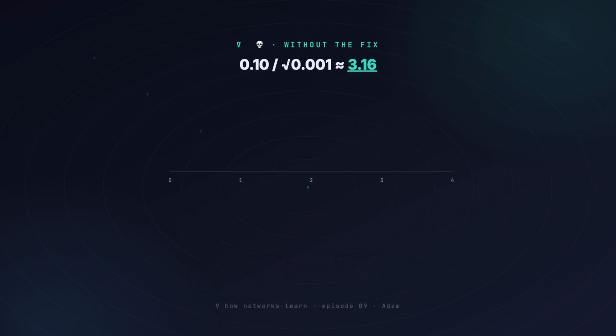Watch what happens if we don't fix it. The naive update is M over root V, 0.10 divided by the square root of 0.001. Root of a thousandth is about 0.0316, so 0.10 over 0.0316 is 3.16. With learning rate 3 ten-thousandths, the step is tiny, but the ratio is wildly inflated, 3.16 instead of the 1-ish it should settle to. The cold start makes early steps point in a believable direction, but with a distorted magnitude. The first step is exactly when you can least afford a distorted magnitude.